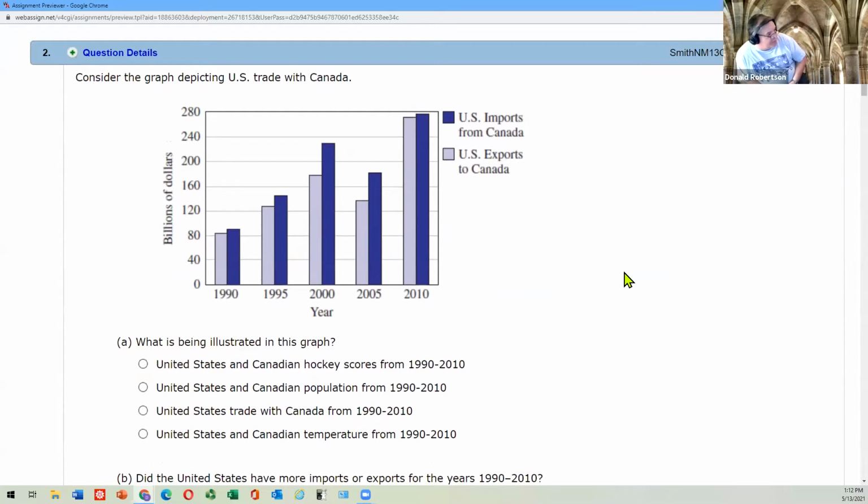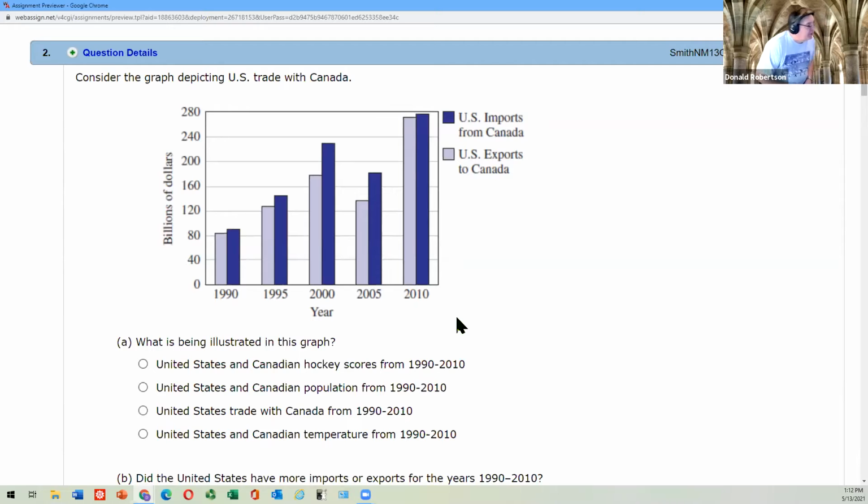Here is a graph depicting the United States trade with Canada over various years. It's given various names. I know it as a double bar chart, but you might hear it called something else. Basically, these are bars. It's a bar chart. The light blue one is America, and the blue one is Canada. And these are various years going up in fives.